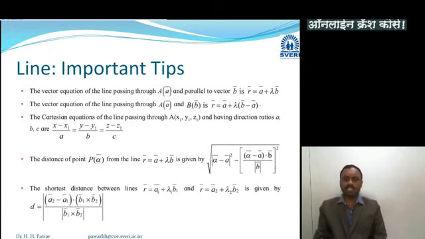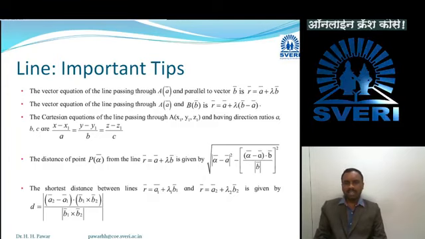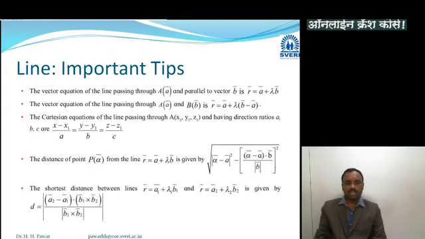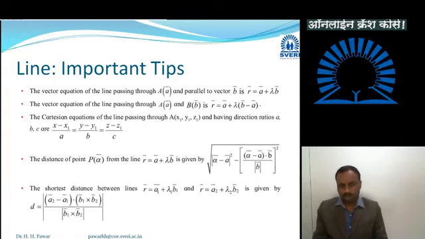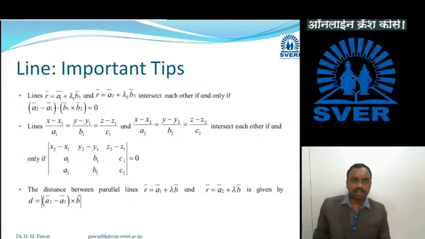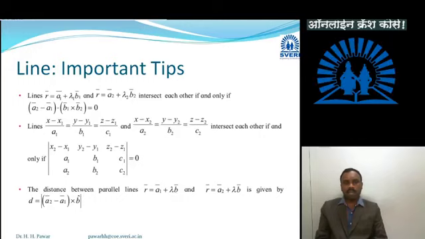Next one is the shortest distance between the lines R bar equal to A1 bar plus lambda 1 B1 bar and R bar equal to A2 bar plus lambda 2 B2 bar. Here two lines are given in vector equation form. Then the shortest distance is obtained by D is equal to (A2 minus A1) dot (B1 cross B2) divided by modulus of B1 cross B2.